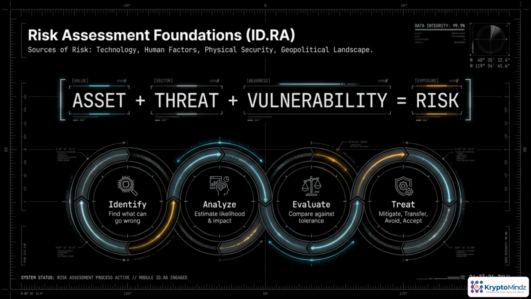In CSF 2.0, risk assessment is about turning uncertainty into structured decisions. Start with the classic idea. You only have meaningful risk when a valuable asset faces a credible threat and a real vulnerability. From there, follow a simple loop. Identify what can go wrong across technology, people, physical sites, and geopolitics. Analyze each scenario for likelihood and impact. Evaluate those results against your organization's risk tolerance. Then treat the risk. Mitigate it, transfer it, avoid it, or accept it, with clear justification and ongoing monitoring.